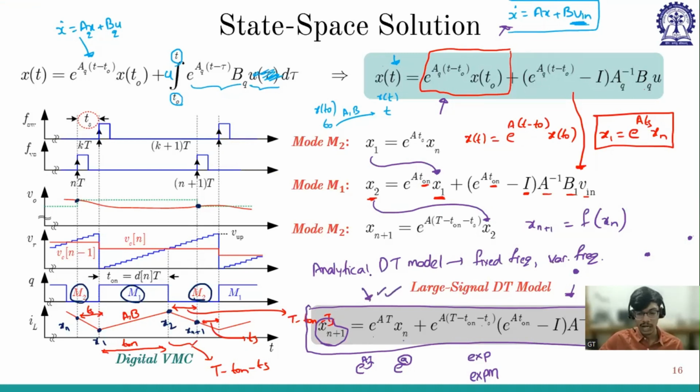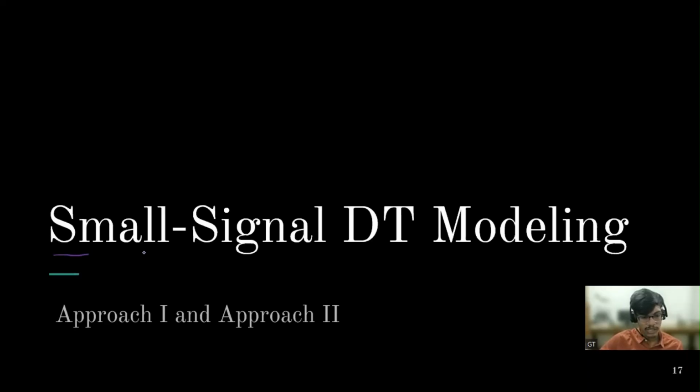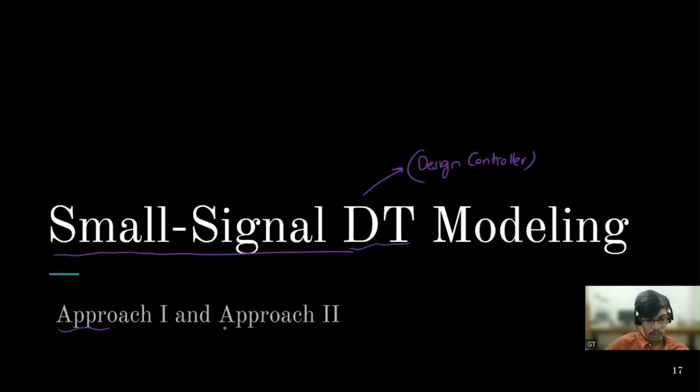So this is the large signal DT modeling. From the large signal DT model, we'll get something called the small signal DT model. Why do we do small signal DT modeling? Because to design the controller. Whatever controller we design, we design using the small signal model. From the large signal, we'll perturb around the steady state, and we'll get the small signal DT model. There are two approaches, approach 1 and approach 2.